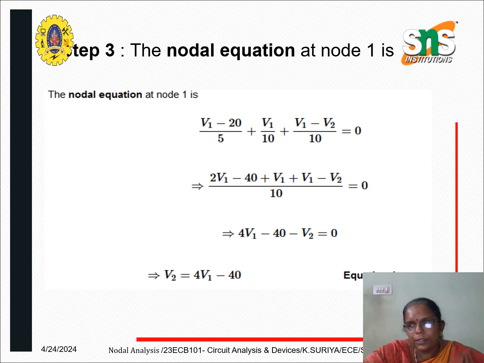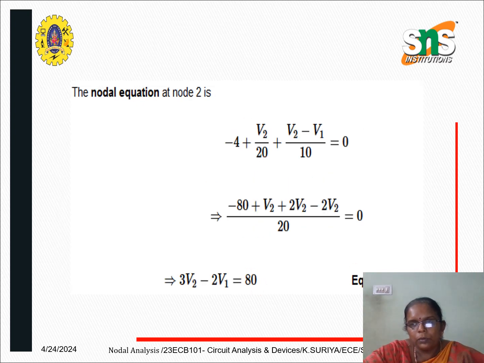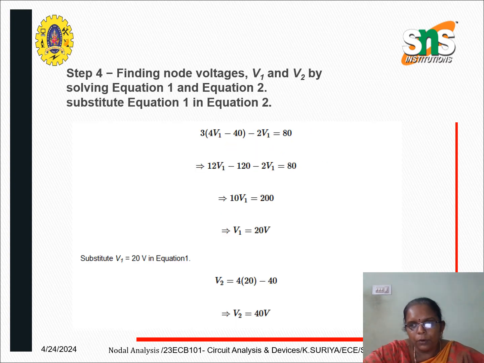Similarly, we write the node equation at node 2. Which will be minus 4, plus V2 by (10 plus 20), plus (V2 minus V1) by 10 is equal to 0. These are the corresponding resistor values. This is the current source, which is shown on the other side. When you solve this, you'll get 3V2 minus 2V1 is equal to 80. Using these two equations, we will find V1 and V2.